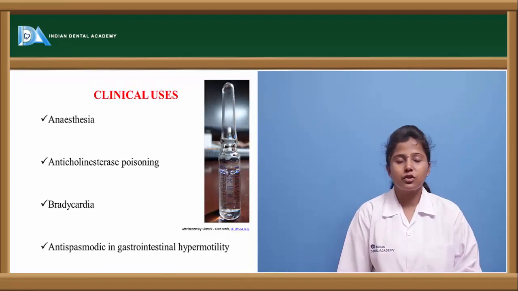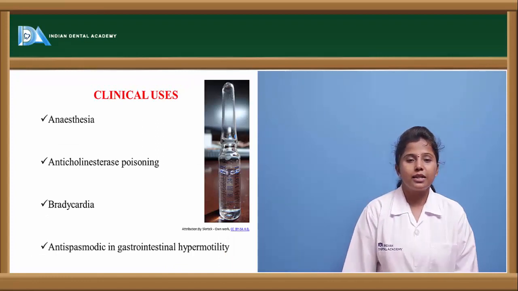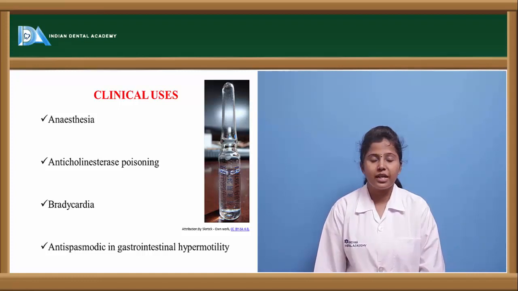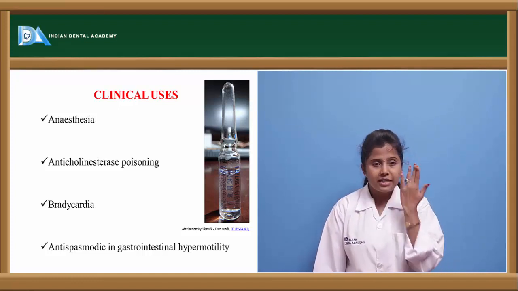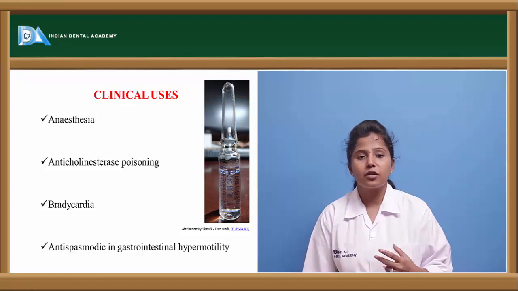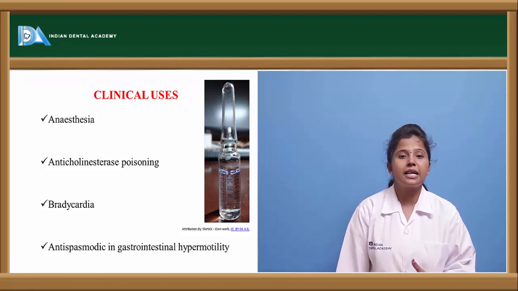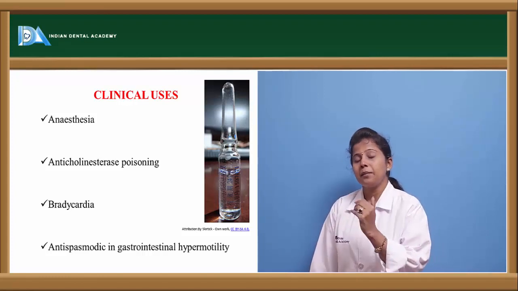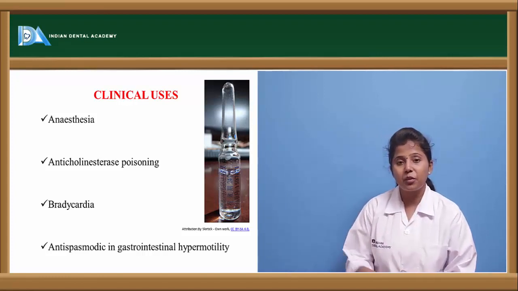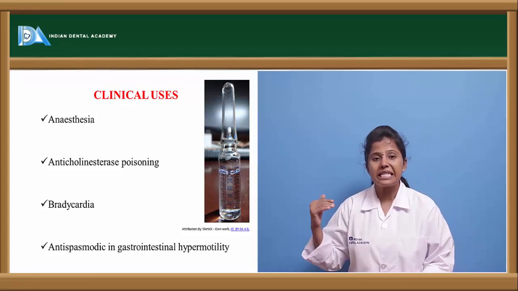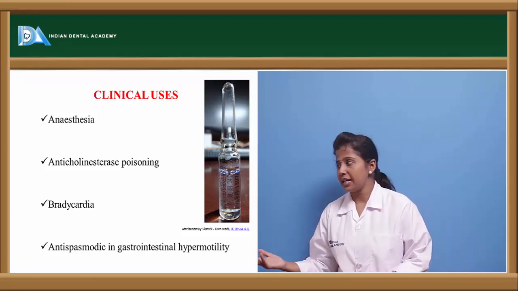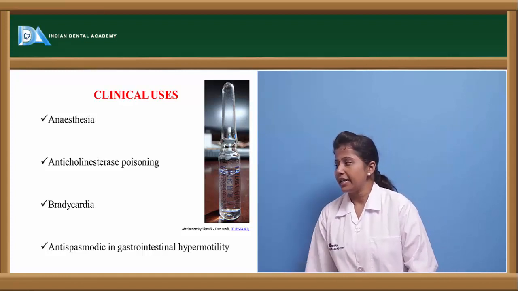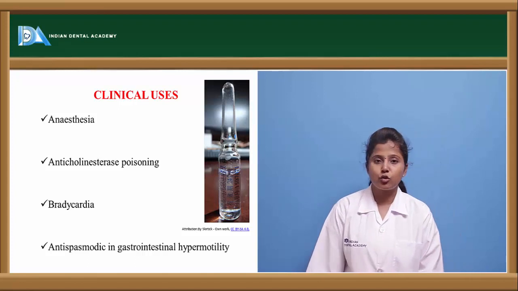What are the clinical uses of atropine? Atropine is mostly recommended in anesthesia and anticholinesterase poisoning. If poisoning occurs because of an anticholinesterase, it can be antagonized by atropine, as it prevents the binding of acetylcholine, thereby preventing its poisoning. It is also used to treat bradycardia and in antispasmodic conditions of the gastrointestinal tract.